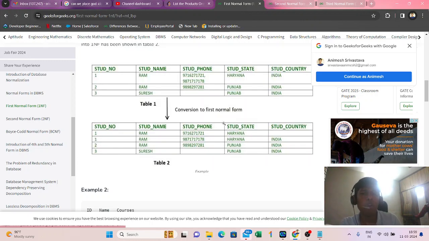So what help does that give? Now suppose you want to find or change any one number of Ram. Suppose there's a requirement that you want to change a number which ends with 8 for Ram. Now you can easily do it with this table, but it would be difficult with the other table, because how would you separate a value in a particular column? Then you would go for partition or some splitting or so. So this is the first NF form.